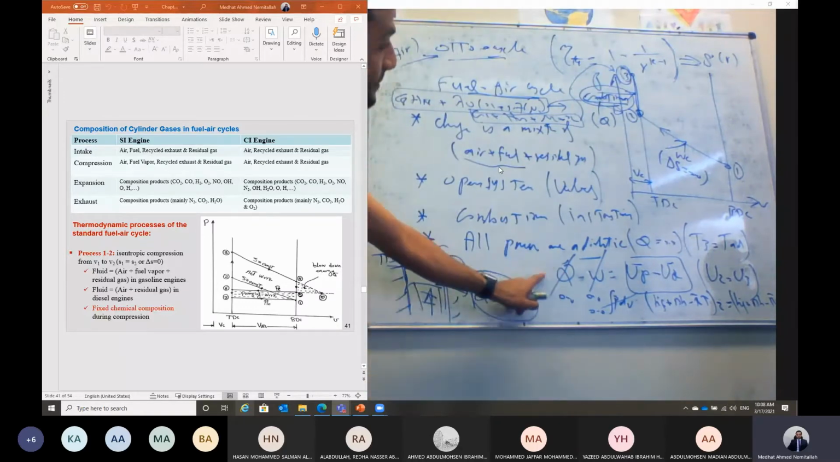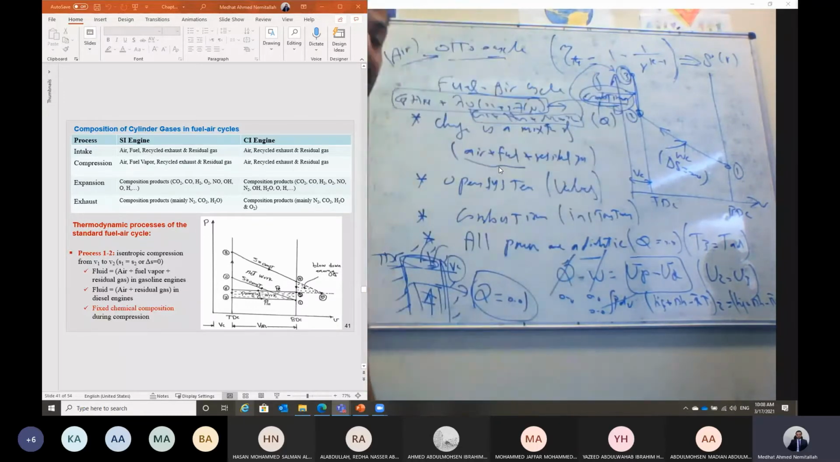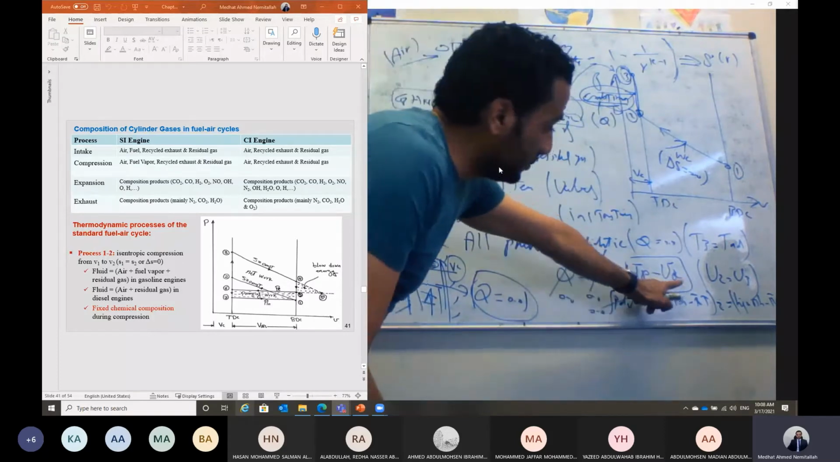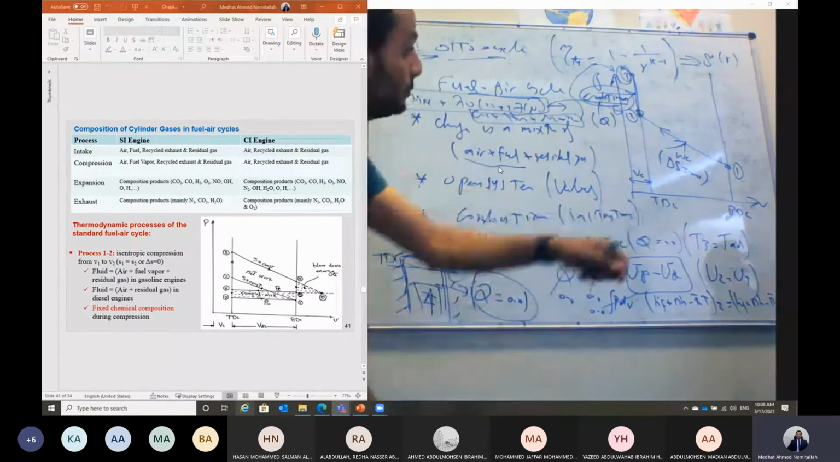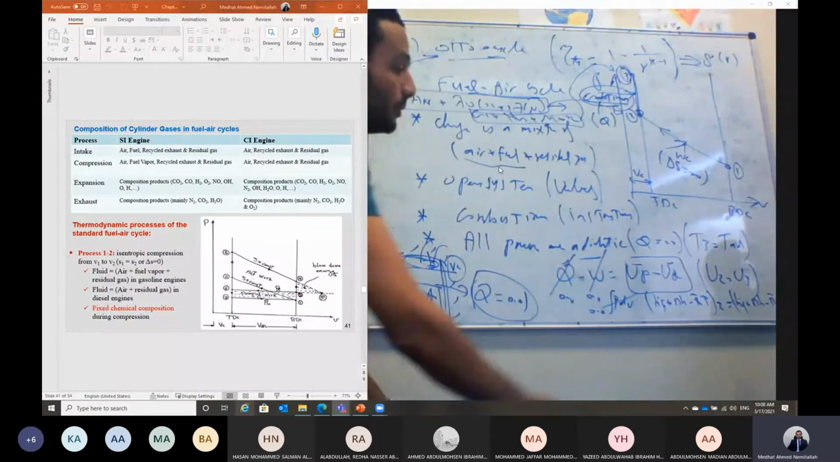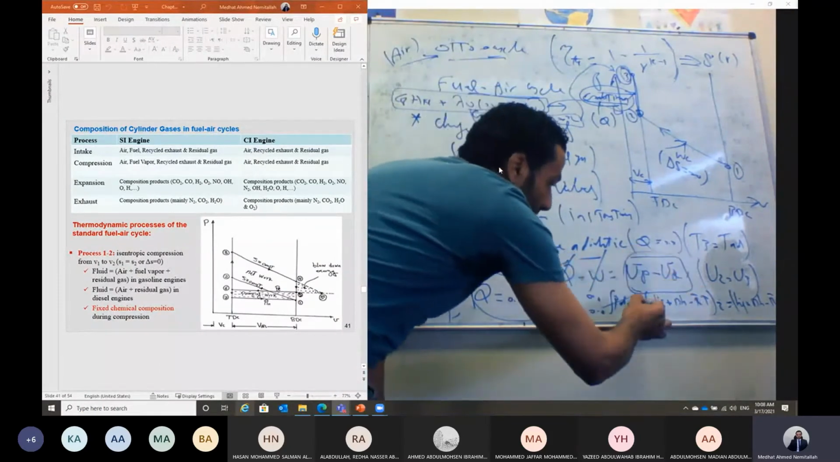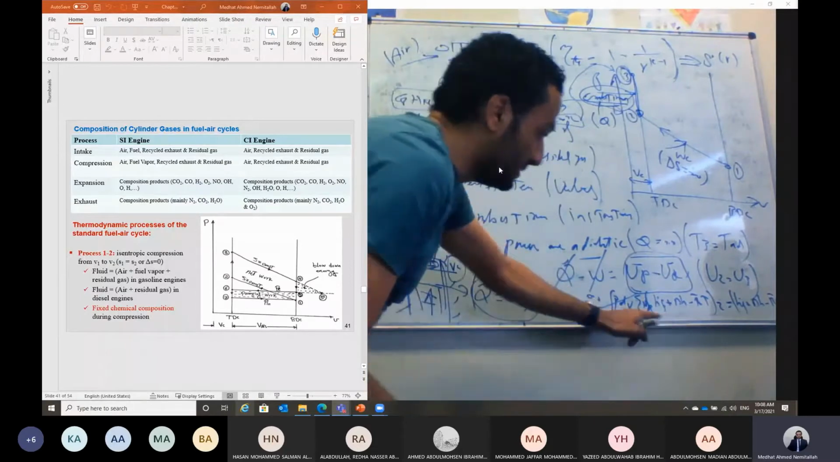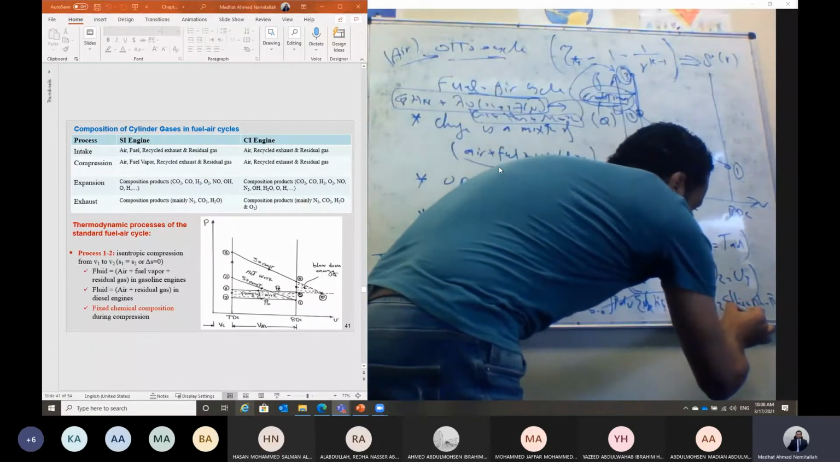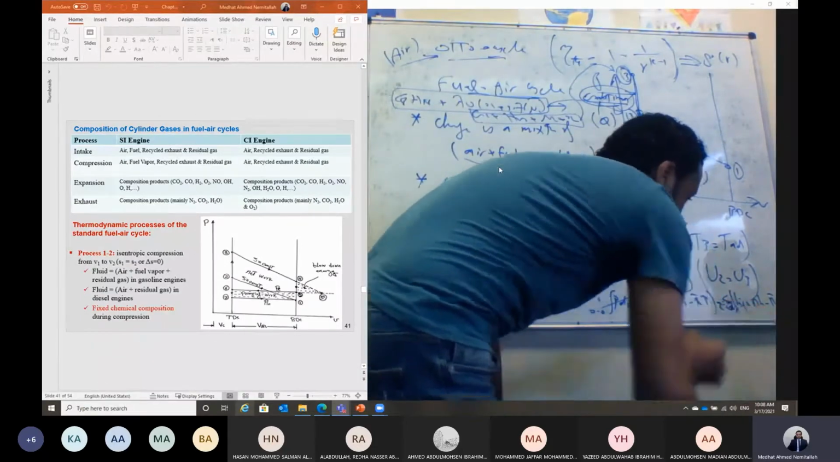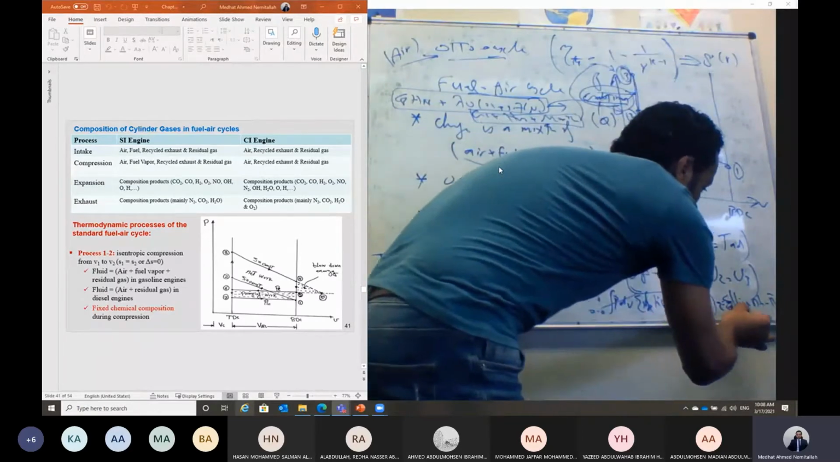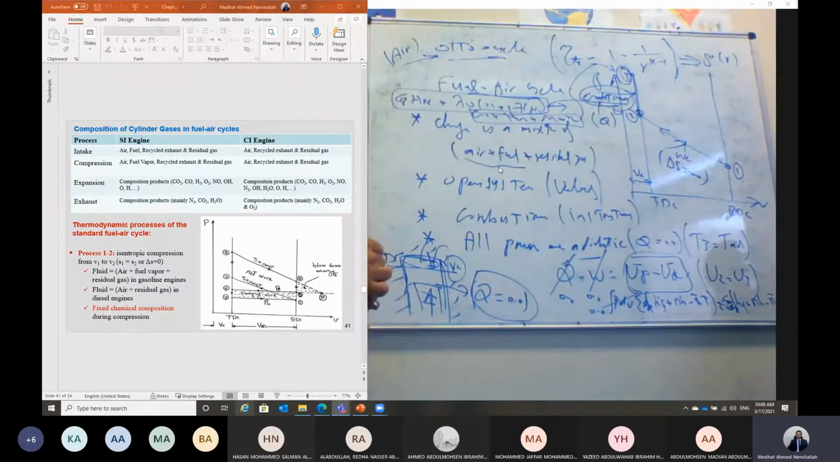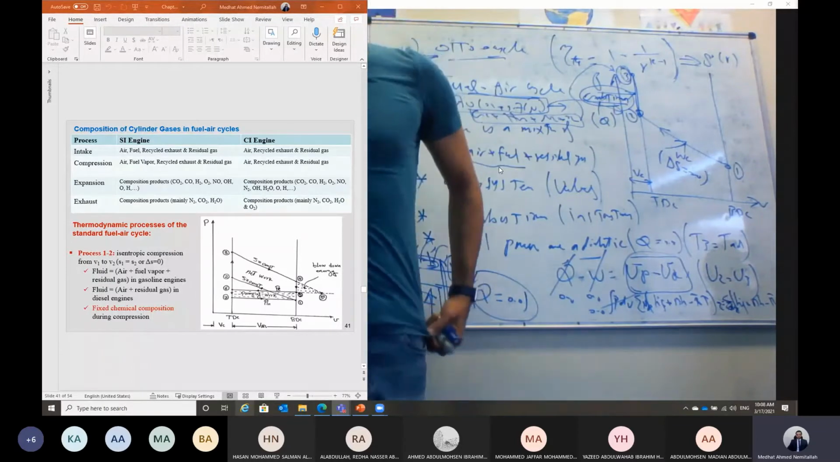So when we apply the first law for the process from 2 to 3, we can say U product will equal U reactant, or U2 will equal U3. Or we can say U product will equal U reactant, which is the summation of the number of moles of each component in the product, will equal the summation of the number of moles of each component in the reactant, multiplied by the enthalpy of formation plus delta H minus R bar T, like what we have learned before.